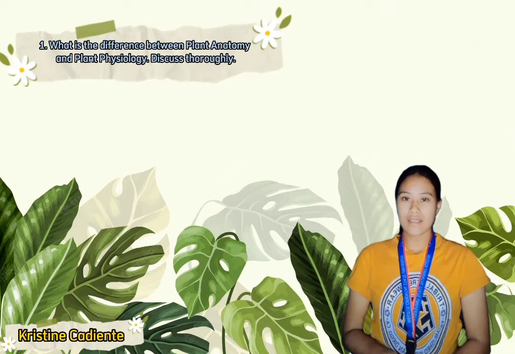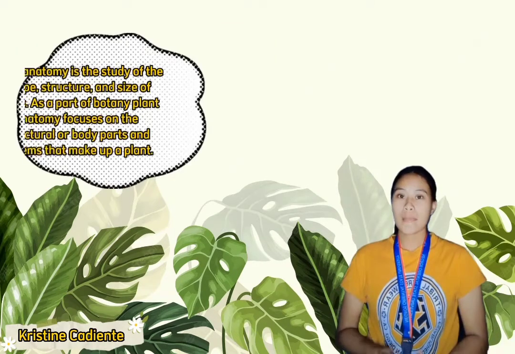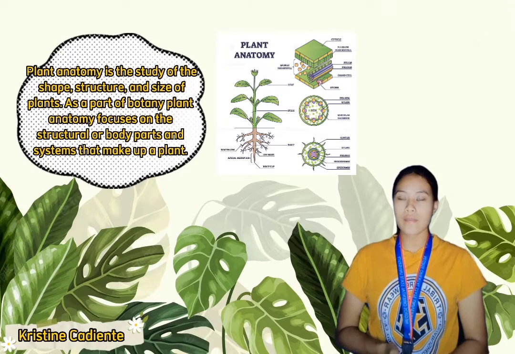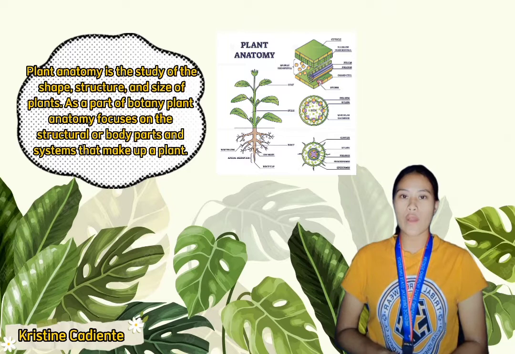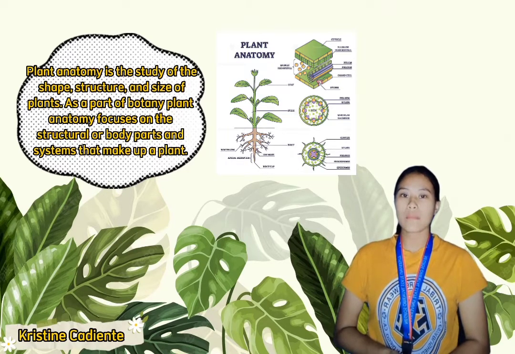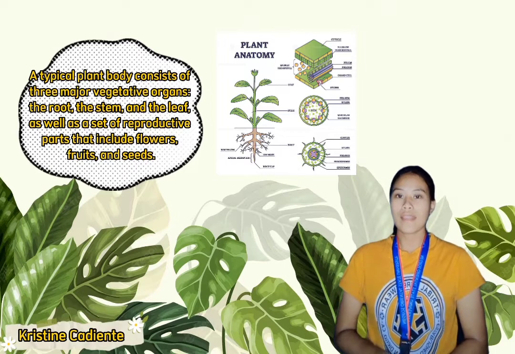What is the difference between plant anatomy and plant physiology? Discuss thoroughly. Plant anatomy is the study of the shape, structure, and size of plants. As a part of botany, plant anatomy focuses on the structural or body parts and systems that make up a plant. A typical plant body consists of 3 major vegetative organs: the root, the stem, and the leaf, as well as the set of reproductive parts that include flowers, fruit, and seeds.